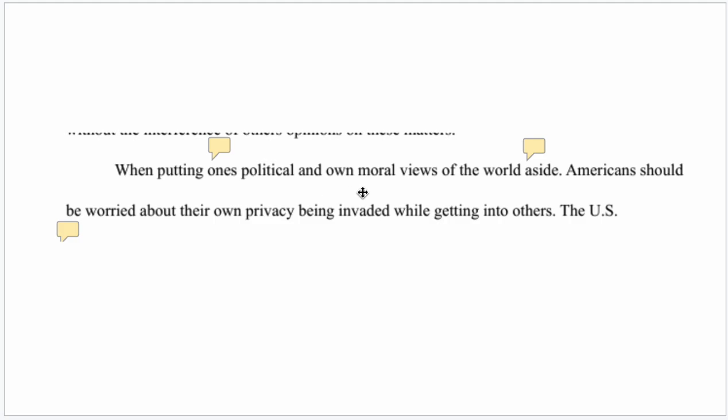Let's look at another example. "When putting one's political and all moral views of the world aside," what is the problem here? Well, I hope you recognize that it starts with "when," which is a nonsense word. If you walked up to Uncle Joe and said, "When putting one's political and all moral views of the world aside," he would be waiting for you to say, "Americans should be worried about their own privacy being invaded while getting into others." He would be waiting for the rest of this sentence because you recognize that "when" is a nonsense word and that this depends on the sentence that follows. This should be a comma because this is an SDC, not two separate sentences.